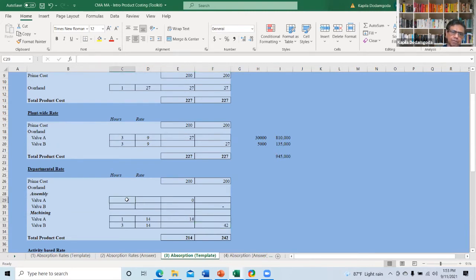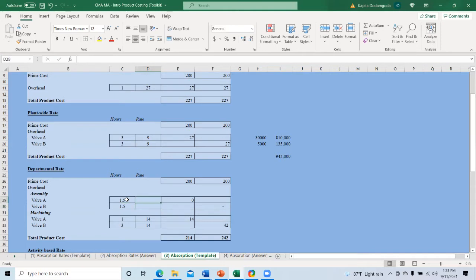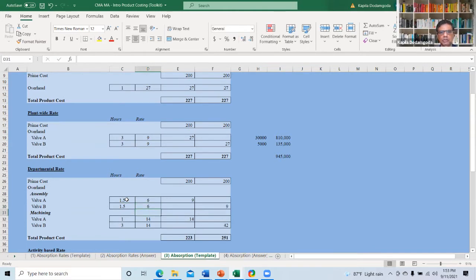Assembly department, how many hours? 1.5 into 6. Valve A and valve B are about the same at 1.5 hours, and the rate is 6. So both will absorb 9. So valve A's total cost with overheads absorbed based on the departmental rate is 200 plus 14 plus 9, altogether 223. For valve B, 200 plus 42 plus 9, 251.